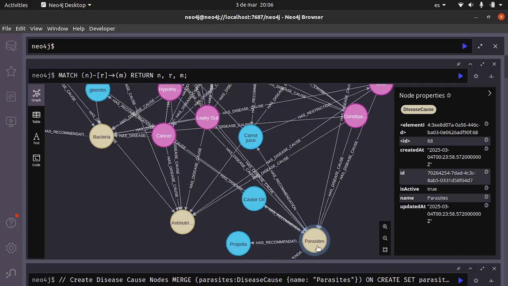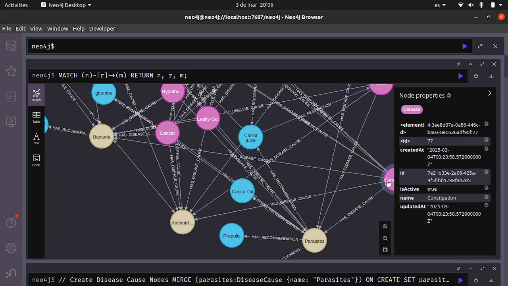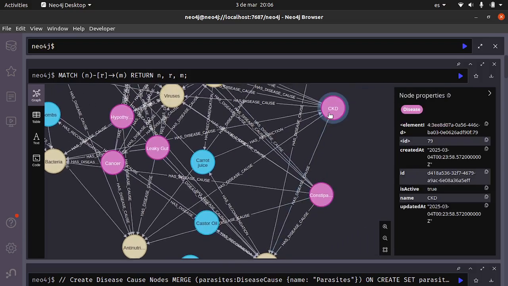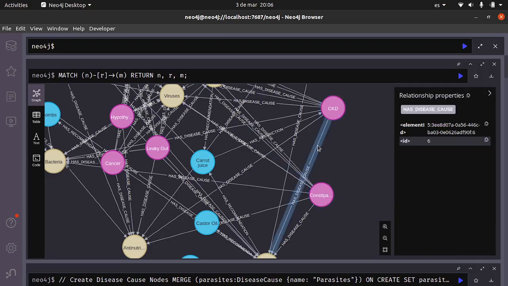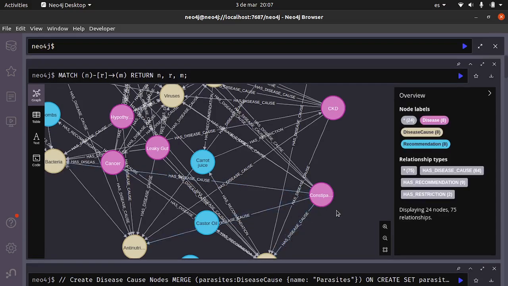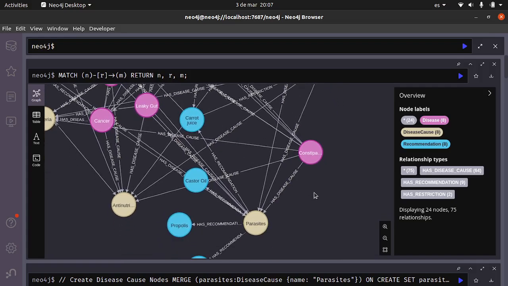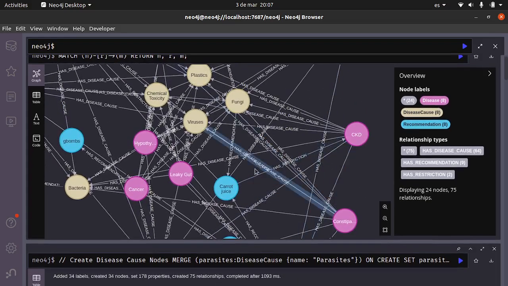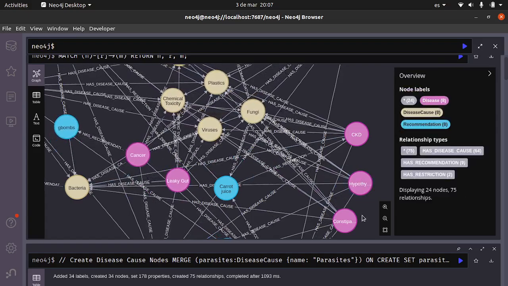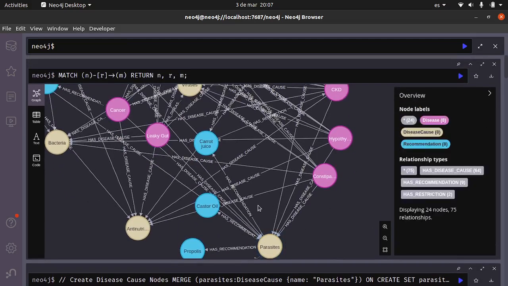There are many nodes and many diseases, as you can see: cancer, leaky gut, constipation. What more? Chronic kidney disease. Maybe I needed to fix it. I was doing only tests, because I know that I have to make more adjustments to this database. Thyroiditis, of course, can also be caused by parasites.